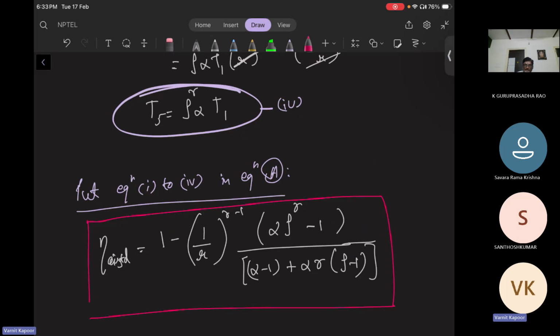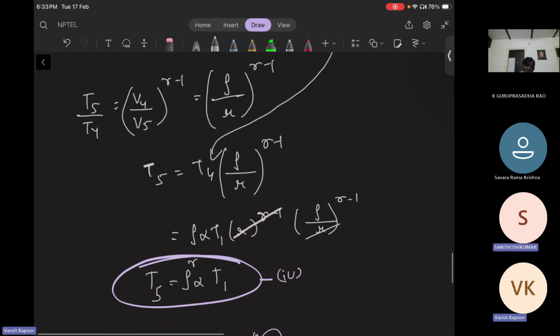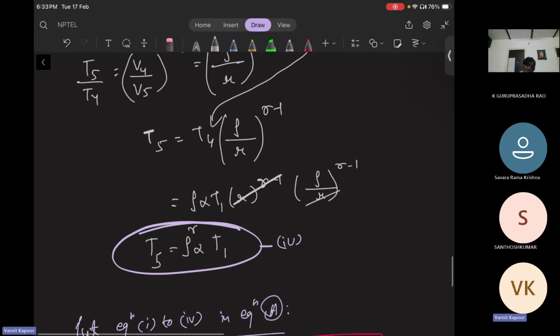Santosh, is it clear to you? Yeah, sir, I have one doubt. Yeah, please ask. What is meant by T of TF or TS, sir? T subscript S, or is the subscript not F? T5. Okay, okay. It is rho to the power of gamma, not an integral. Rho to the power of gamma times alpha times T1. Okay. Thank you, sir.